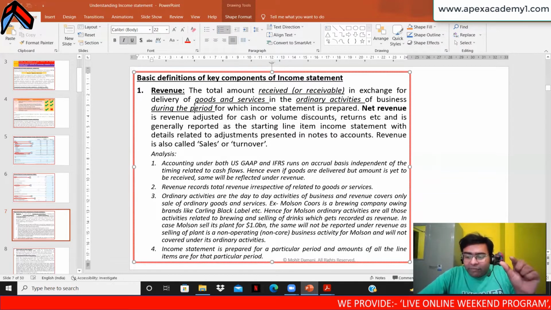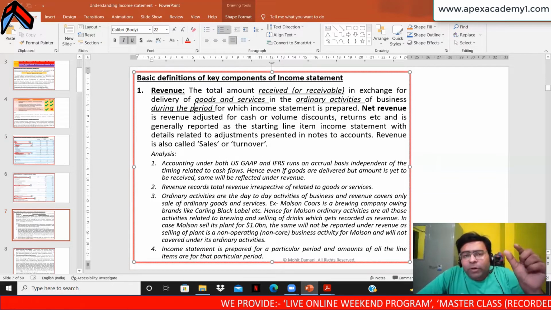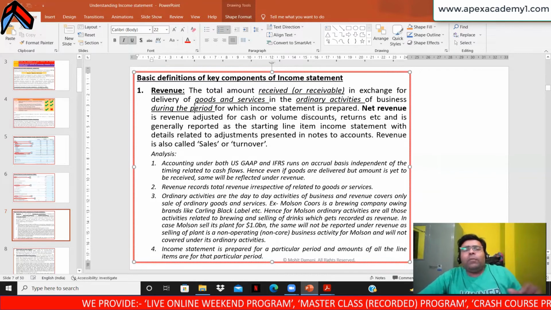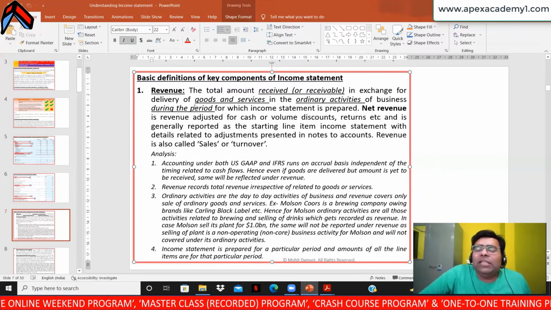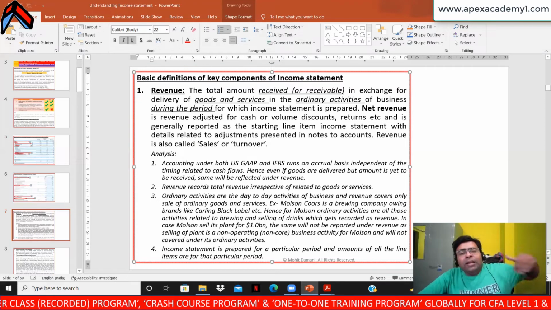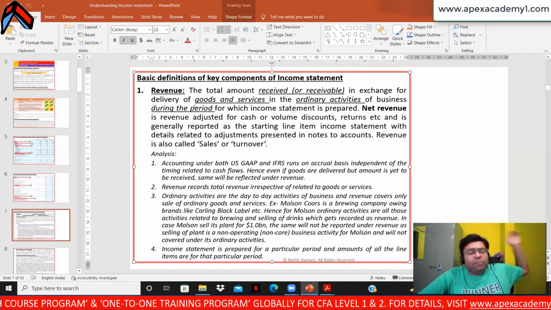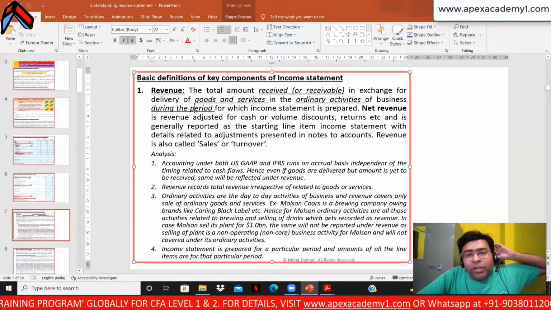Ordinary activity, so that is what revenue will be called, which comes from your normal course of business. Suppose I am a furniture seller, and if I go and sell a plant which is there in my factory, that is not my ordinary activity.